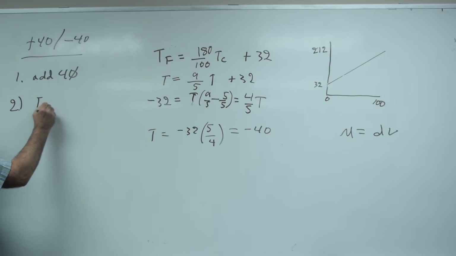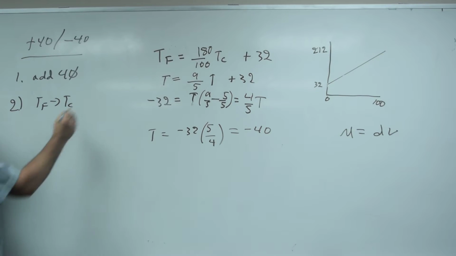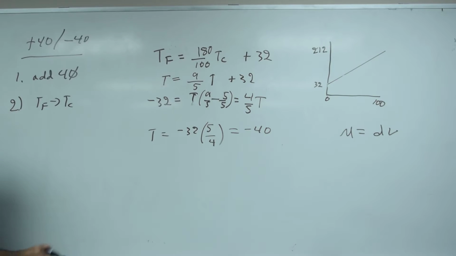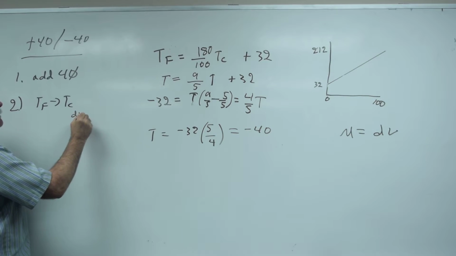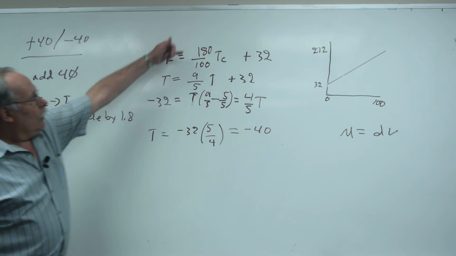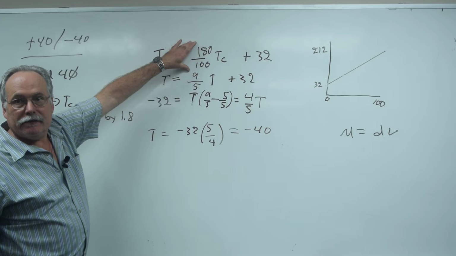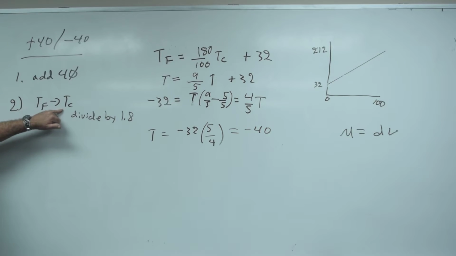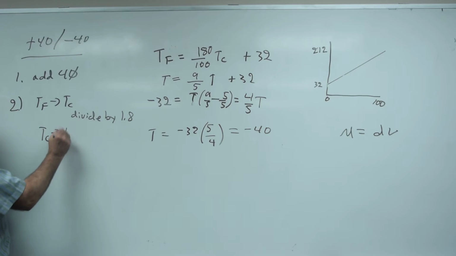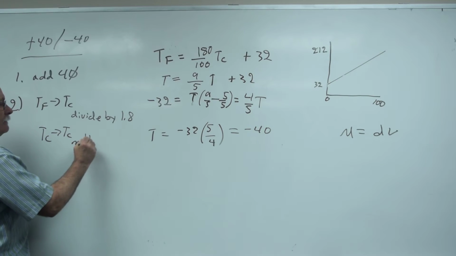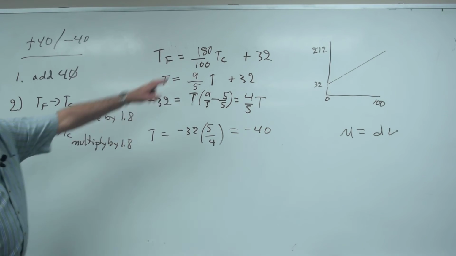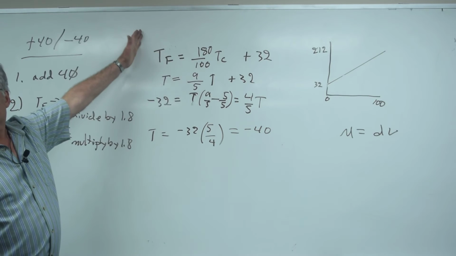Now, going to step 2, we have two possibilities. If I'm going from TF to TC, I divide by 1.8. That is the slope. 180 over 100 is 1.8, because when I go from Fahrenheit to Celsius, the number gets smaller. If I am going from TC to TF, I multiply by 1.8, because when I go from Celsius to Fahrenheit, the numbers get larger.